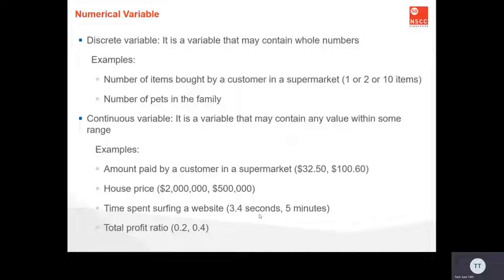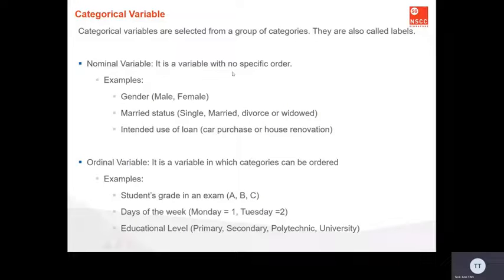Categorical variables are selected from a group of categories. And there are two types. You have nominal variable and ordinal variable. A nominal variable is a variable with no specific order. Example, male, female. Marital status can be single, married, divorced, or widowed. And intended use of loan can be, the loan is actually to purchase a car, or the loan is actually for house renovation.